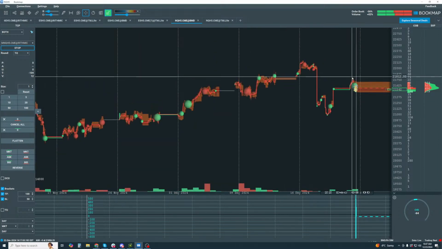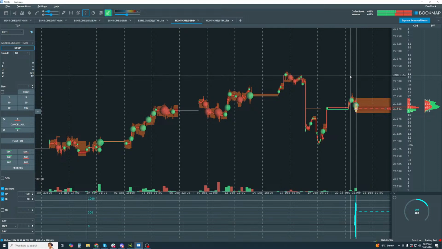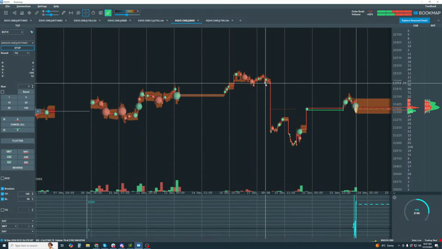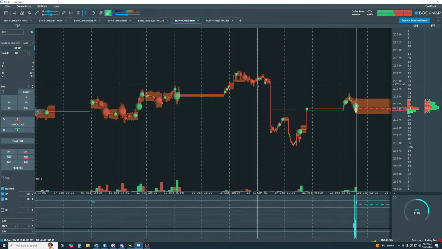So what about on the sell side? Let's zoom in a little bit more. On the sell side, this is where it dropped from, up here. So it's got a ways to go.